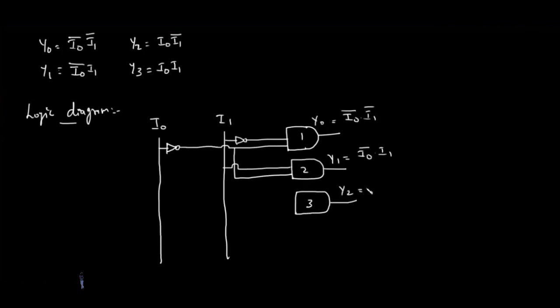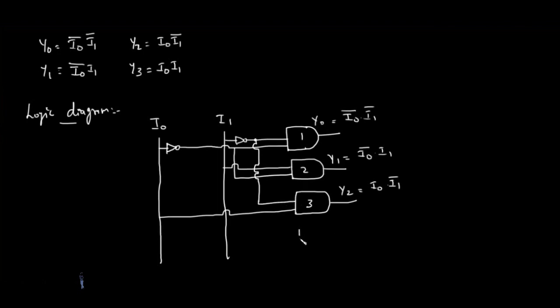The third gate gives y2. Y2 is nothing but, you can take an input from I naught and connect it with the third gate, and I1 bar. So you can make a tap from here. Please be careful with the hooks or jumpers, whatever you call it, right? Make sure you are not doing any short circuiting.